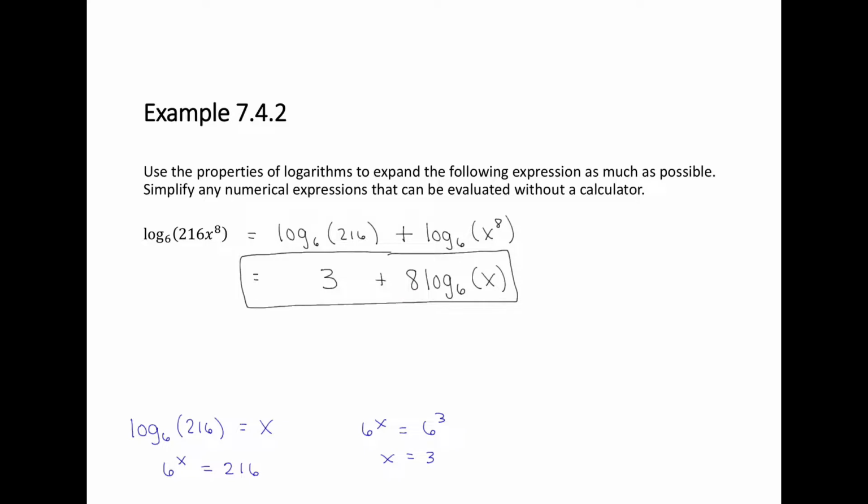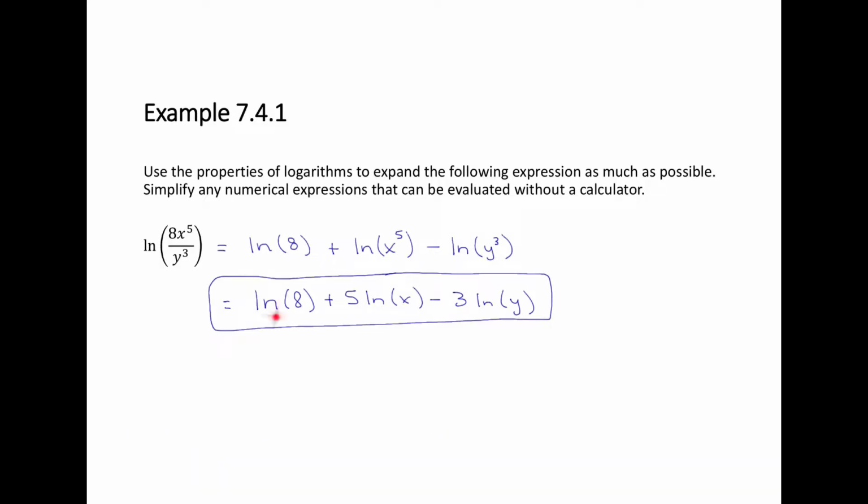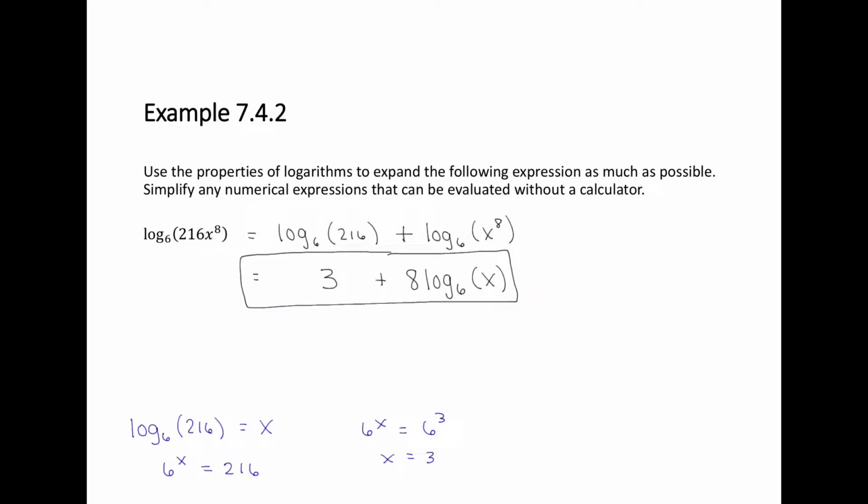Okay. On the previous problem, I was not able to evaluate the natural log of 8 because my base is e, which is an irrational number, and 8 is not a power of e. So we couldn't evaluate this, so we'll just leave that as a natural log of 8. On this one, we could simplify, so we did.